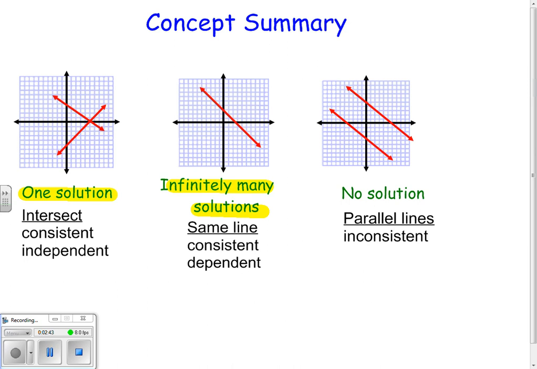It is still consistent because it has at least one solution, but we call it dependent because it has infinitely many solutions. You're going to find me abbreviating infinitely many solutions with IMS, so you know what that stands for. And then the last one all the way on the right is no solution. No solution means it never ever intersects, which is considered parallel. We call that an inconsistent system.